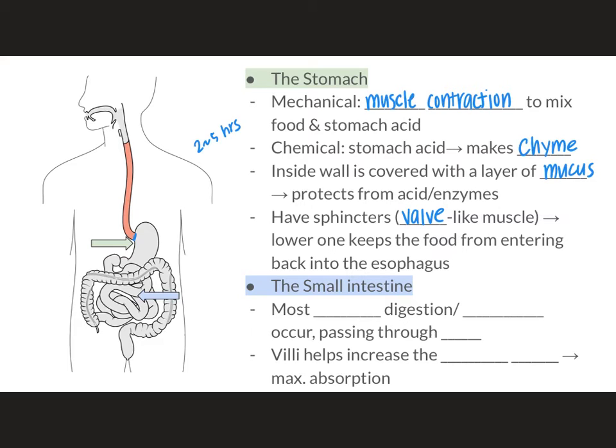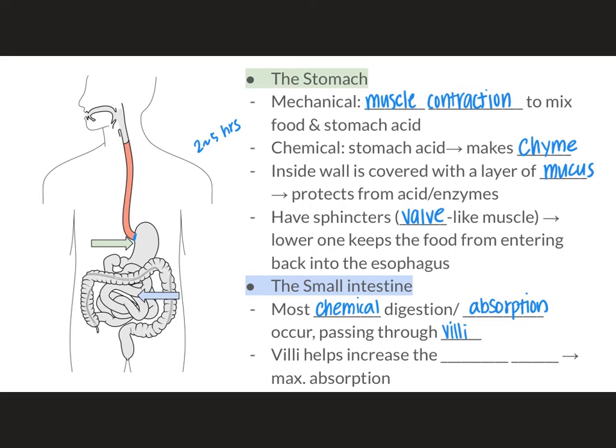Once your food turns into chyme and moves down to the small intestine, this is the part where most of your chemical digestion and absorption happens. Inside the lining of your small intestine, you're going to have these things called villi. Villi is the plural form of villus, which is a finger-like structure inside of your body that helps you to absorb all these nutrients.